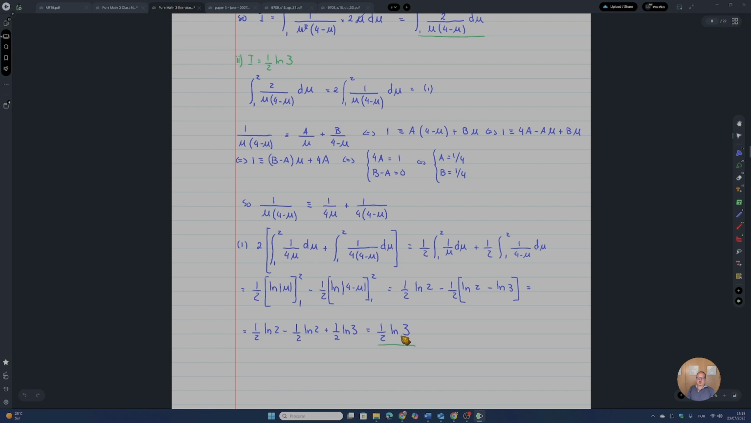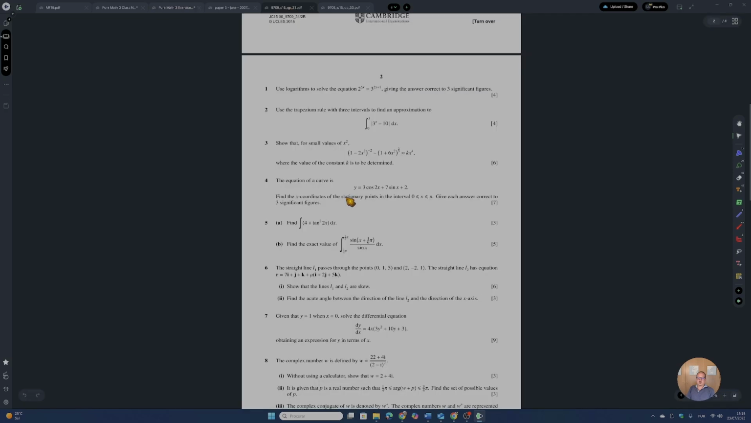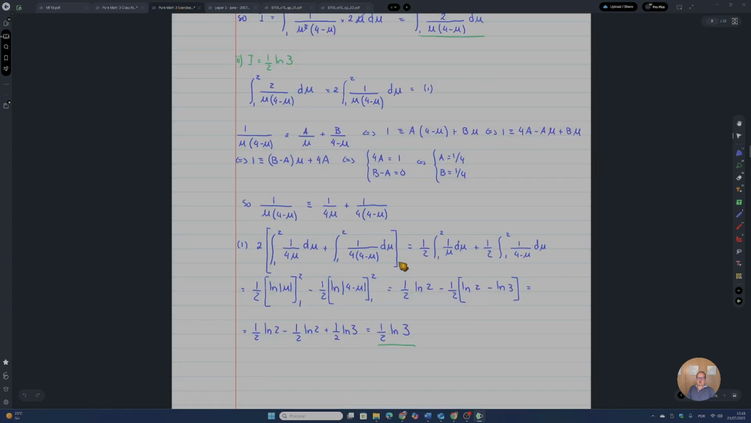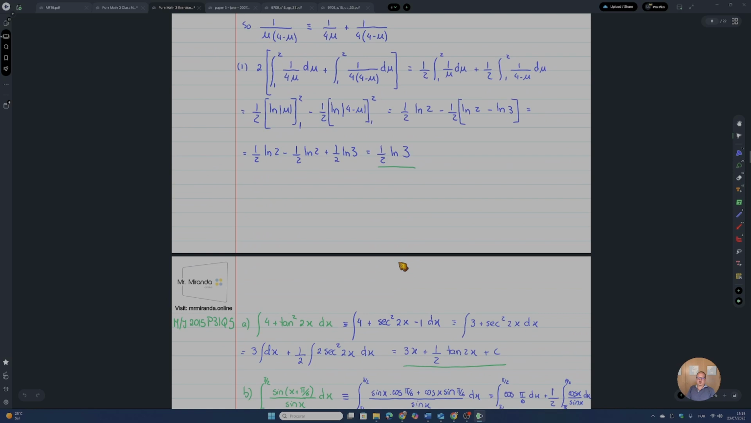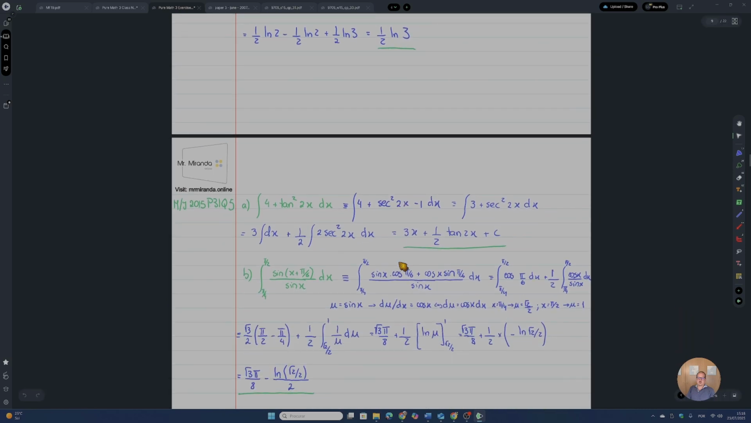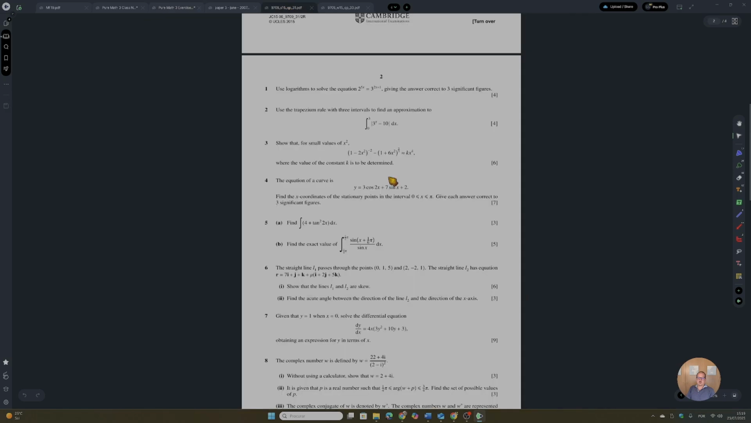All right? Another question. This is a spring 2015 paper 31, and it's question 5. Yes, this one. Find the integral of 4 plus tan square of 2x dx. Now, you may be thinking, you didn't teach anything about the integrals of tan. And that's true, I didn't. Okay, so again, you have a problem. You need to get to a solution. And you need to use the toolbox.